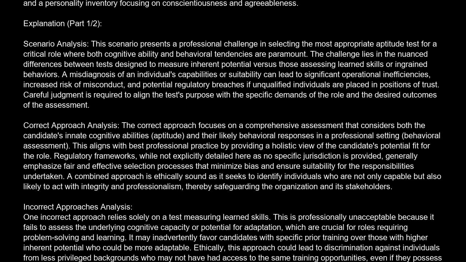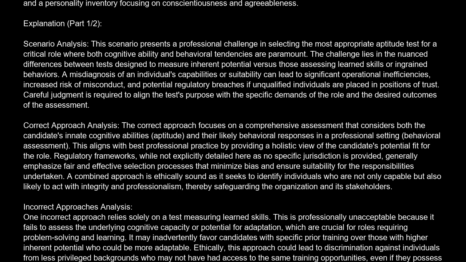The challenge lies in the nuanced differences between tests designed to measure inherent potential versus those assessing learned skills or ingrained behaviors. A misdiagnosis of an individual's capabilities or suitability can lead to significant operational inefficiencies, increased risk of misconduct, and potential regulatory breaches if unqualified individuals are placed in positions of trust. Careful judgment is required to align the test's purpose with the specific demands of the role and the desired outcomes of the assessment. Correct approach analysis.